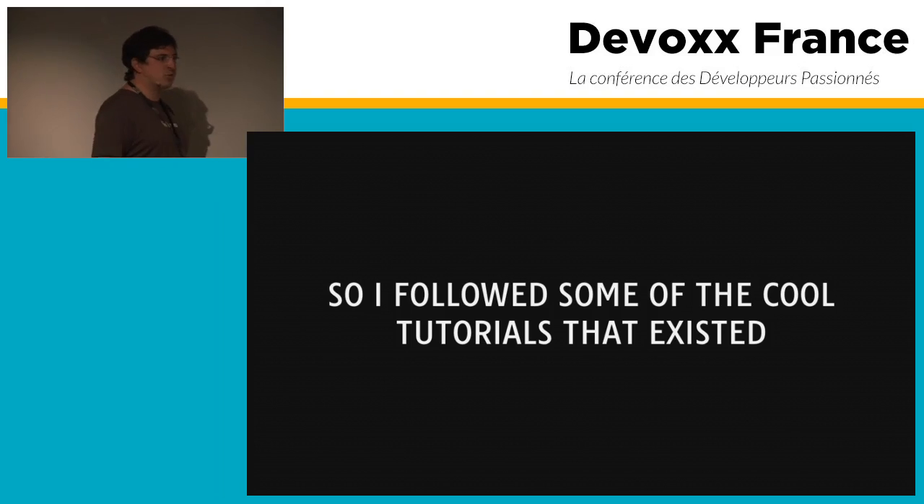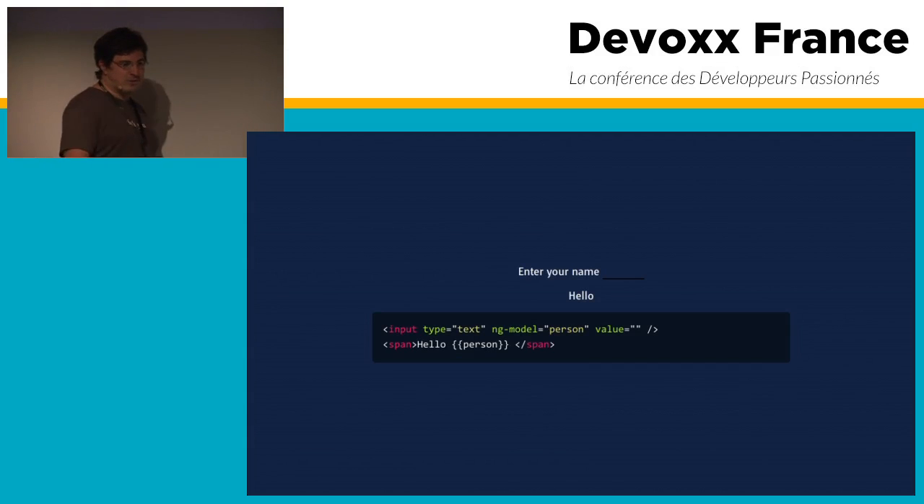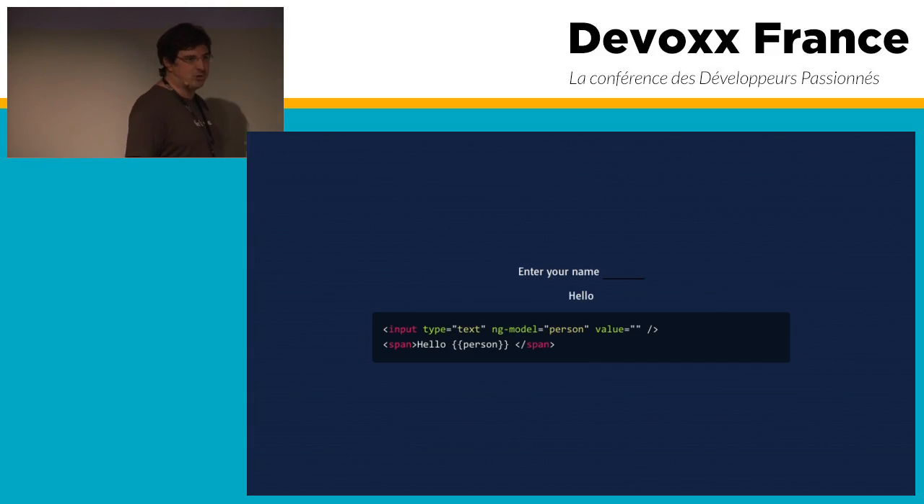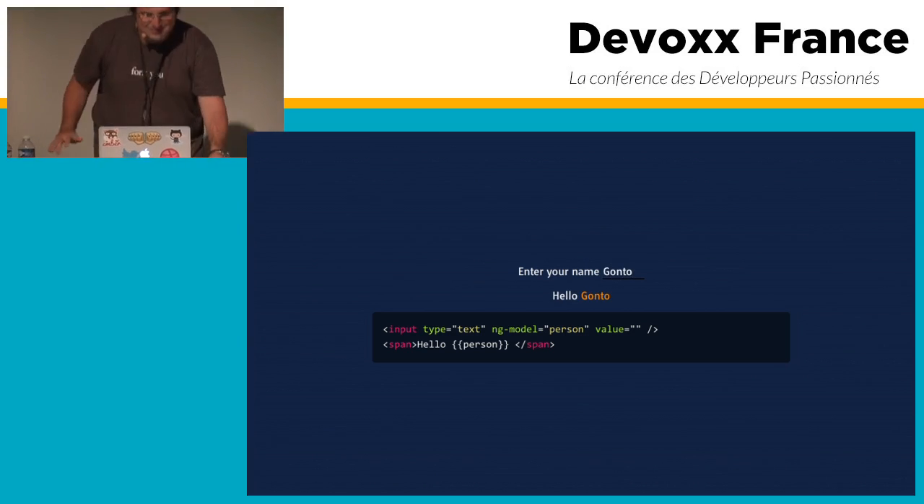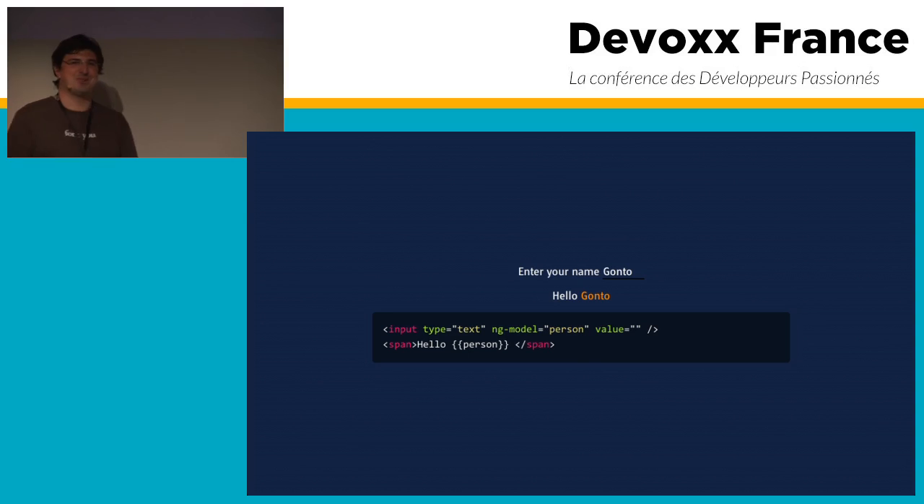Most tutorials were actually really short, like 20 minutes or something like that, and you could have your app running. So this was my first app. I have an input, type text. In there, I have an ng-model, which has the bidirectional association with the controller. Then I just display what the person enters. So in this case, if in here I write Gonto, et voila, Gonto shows up.